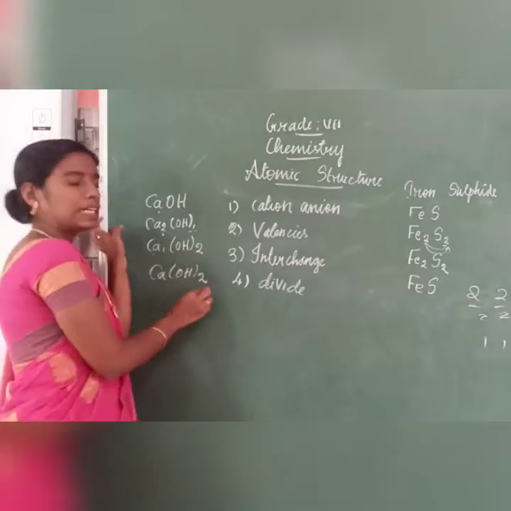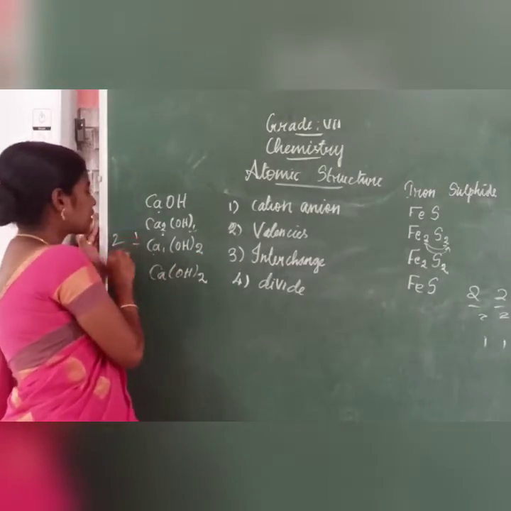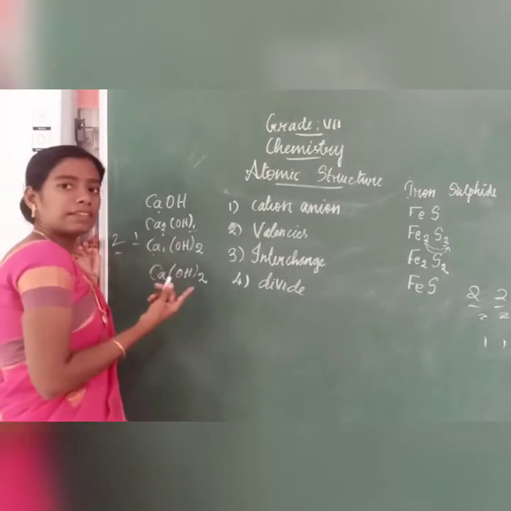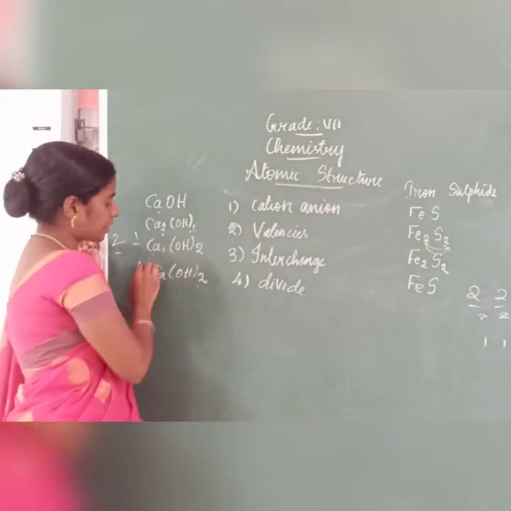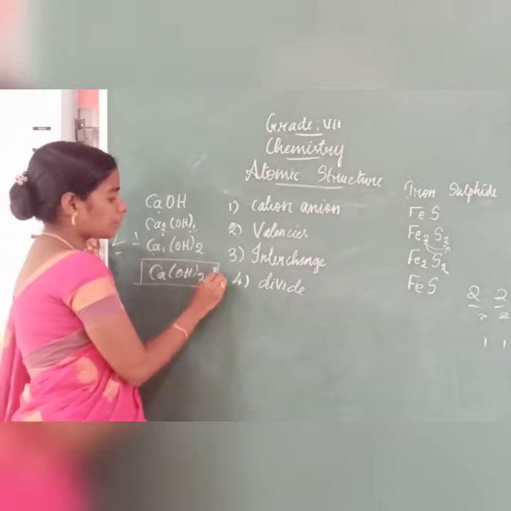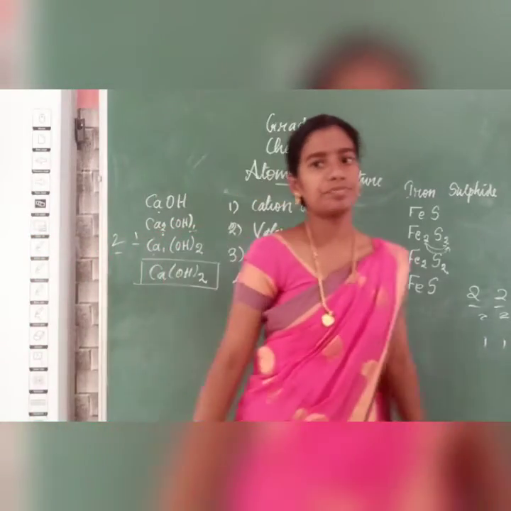Now you have to divide. There are 2 and 1. There is no common factor to divide this, so you are writing the same. So this is the chemical formula for calcium hydroxide.